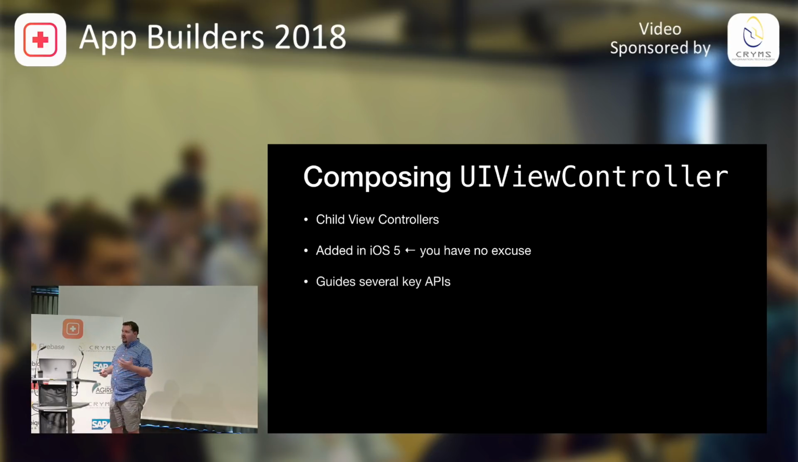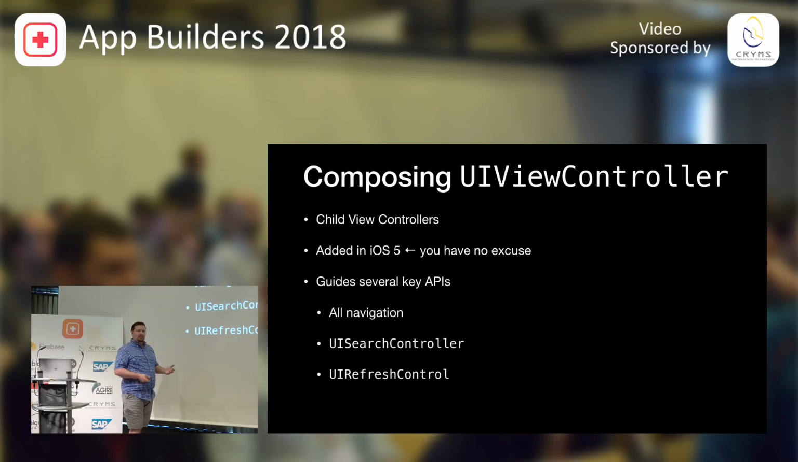And the idea around child view controllers is actually manifest in a bunch of key APIs in UIKit. All navigation, whether it's tab bars or split view controllers or navigation controllers, is done through child view controllers. UI search controller looks really weird at first until you realize it's using composing view controllers, and then it gets less weird. Still a little weird, especially how it mucks with navigation bars in the search field that slides in. Still weird, but it's about composing view controllers.